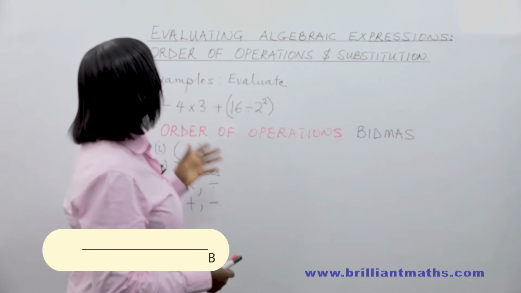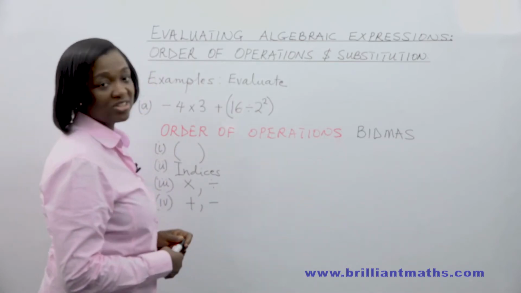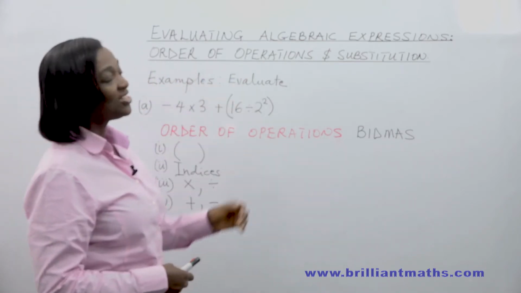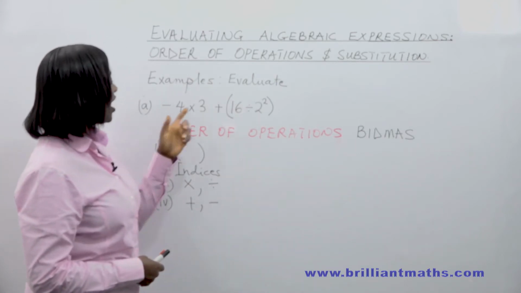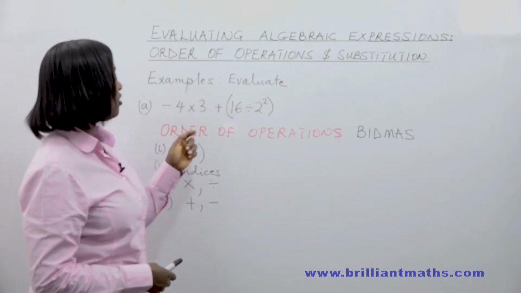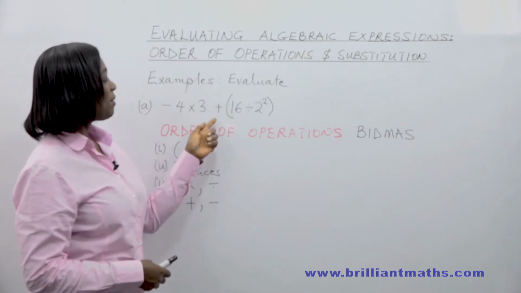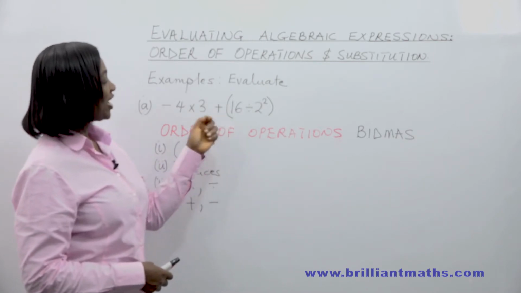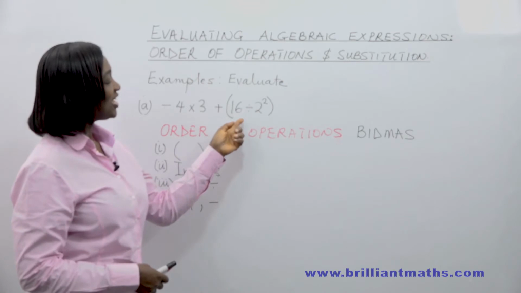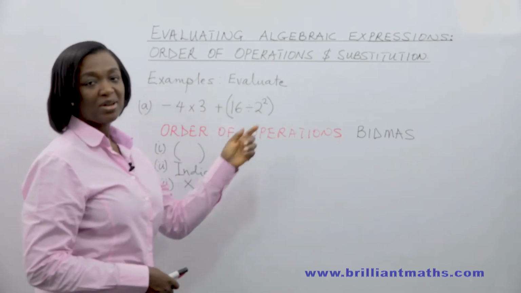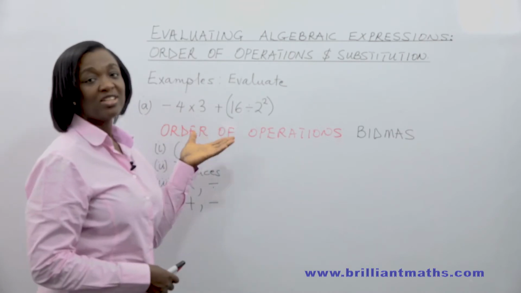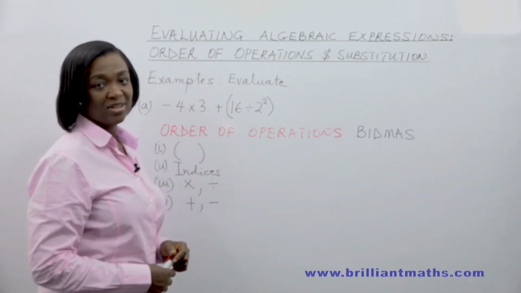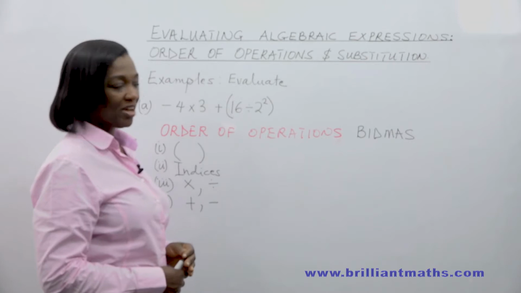Today we'll be looking at evaluating algebraic expressions, order of operations, and substitution. For the first example, evaluate minus 4 times 3 plus bracket open 16 divided by 2 squared, and the bracket closes. There's a specific order in which this sum has to be done. So we need to look at that order.